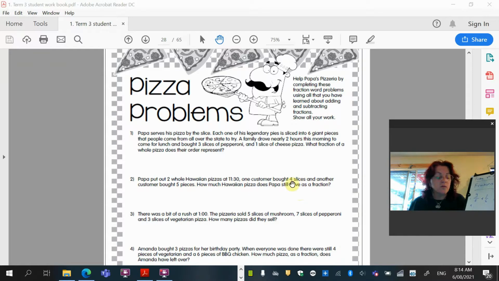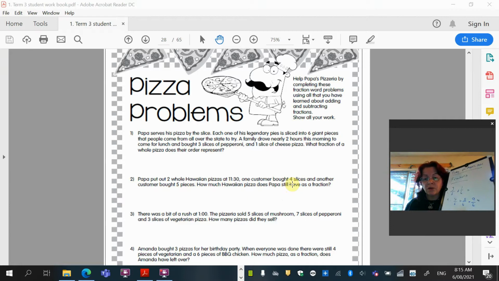So 4 slices, remember what's our denominator? 4/6 plus 5 pieces, which is 5/6. You add those together. 4 and 5 are 9/6. Now, do we leave it as 9/6?